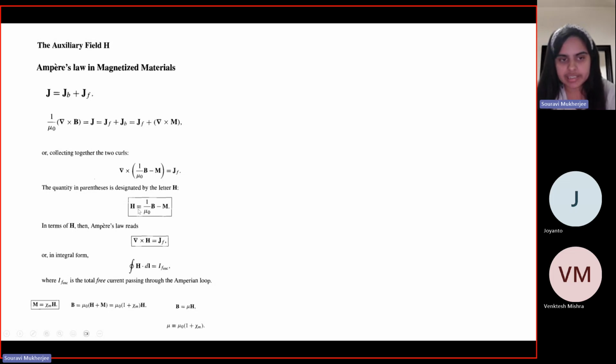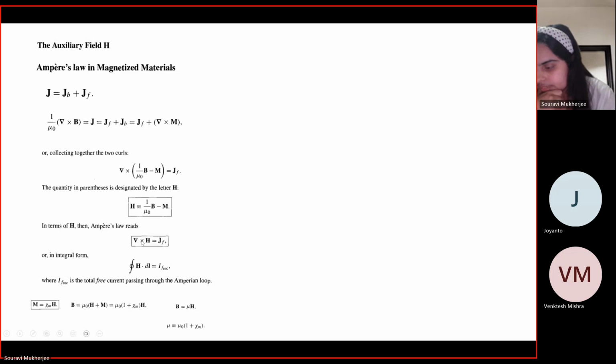So in that case, you get this relation where your H is called the auxiliary field, which is actually the field that you apply. So H is related to the external field or the free field, while B is the total field. And B has a contribution of your external field as well as the magnetization that comes in the object.